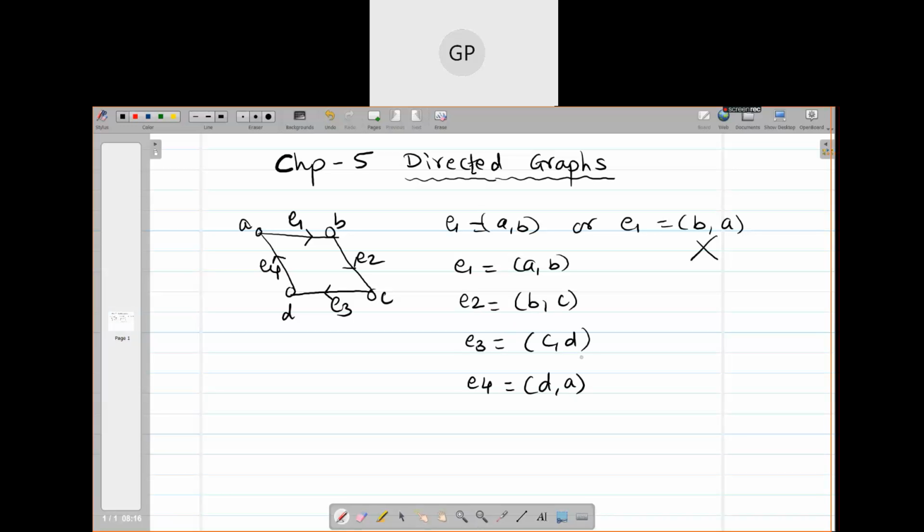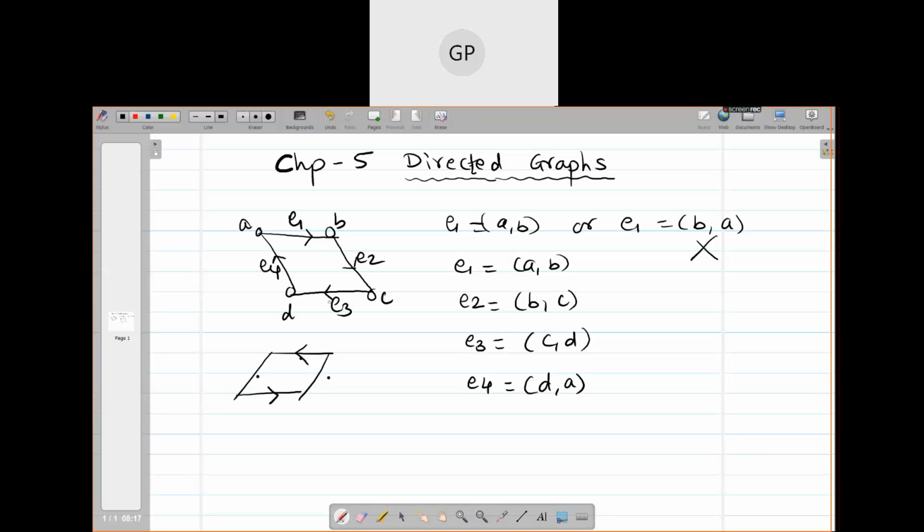So in a directed graph, you have to give direction to each and every edge. It is not that you will give direction only to some edges, saying that I will put directions on these two edges and not on these two edges. It is not the case. In a directed graph, direction should be given to each and every edge. Is that clear? Yes. So we are going to write the formal definition of a directed graph, of course.